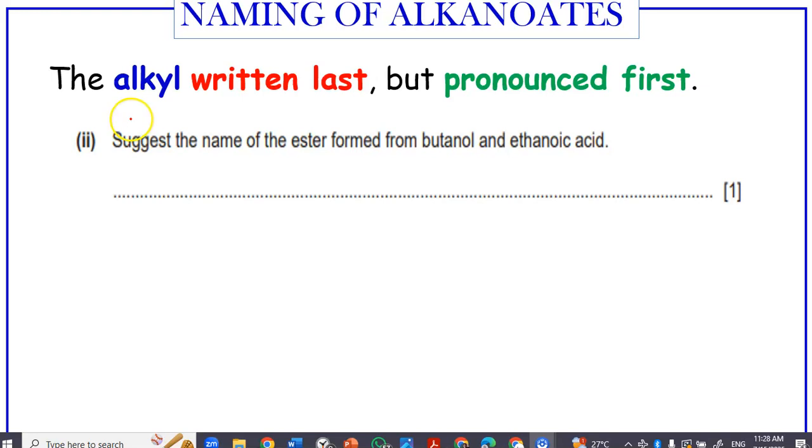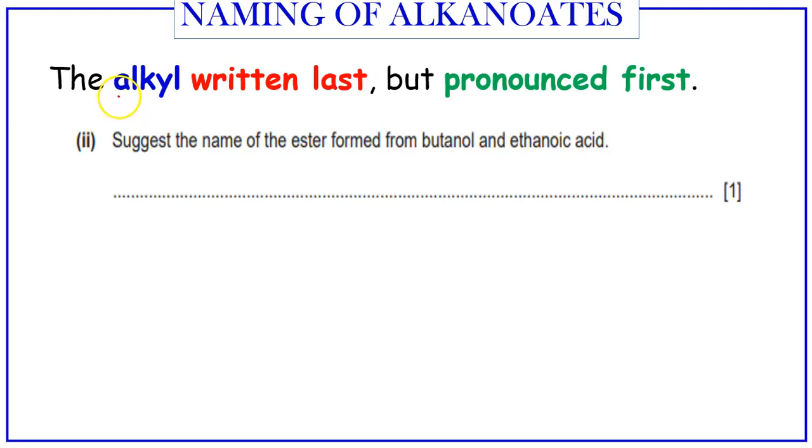In naming of esters, this is how we go about it. Remember, the alkyl part is the part from the alcohol. Okay? The part from the alcohol is pronounced as alkyl. So alkyl is written last, but pronounced first. Okay? It is written last, but pronounced first.